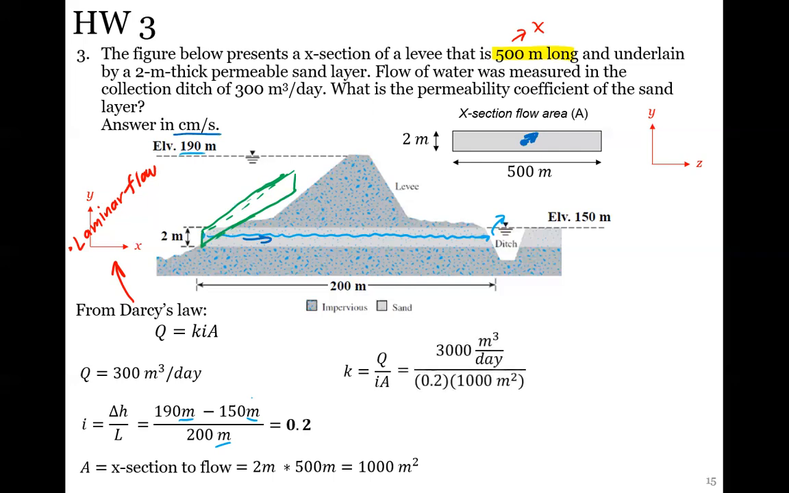Our Q, everything is in meters. So this answer will give us meters per day, right? Because our Q is 3,000, is that right? Sorry, that's not right. It should be 300, so that's a typo. So it should be 300 cubic meters per day. We cancel everything out and then use stoichiometry to get it from meters to centimeters and then days to seconds.